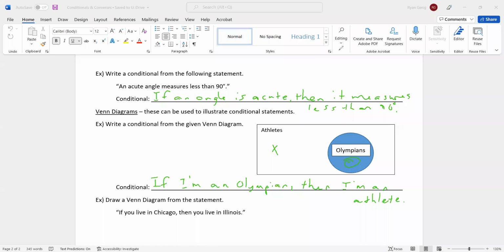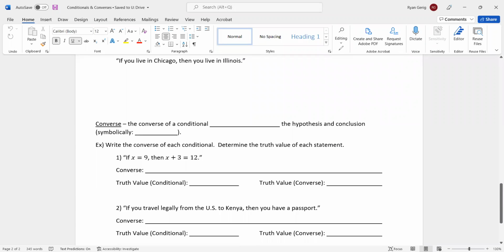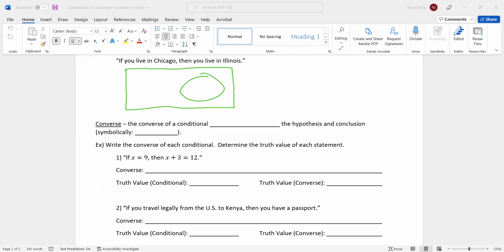Now we're actually going to draw a Venn diagram, kind of go backwards here. If you live in Chicago, then you live in Illinois. Okay. I'm going to do it wrong here first. I'm going to use the same idea, rectangle and circle. You don't have to do it that way, but let's say Illinois is here. And I'm going to put Chicago here. Is that a true Venn diagram? Hopefully you see that it is not. If you didn't know, Chicago is in Illinois.